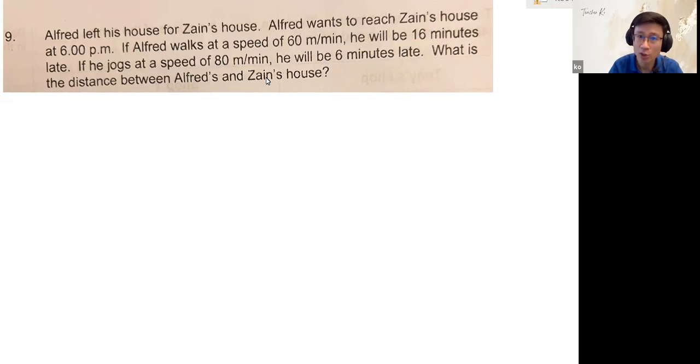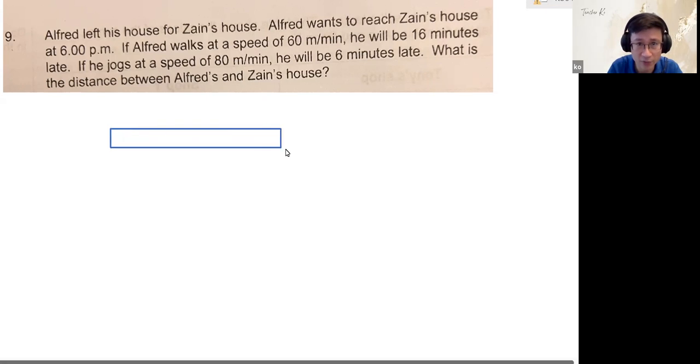So there are two cases here, right? One if he travels at 60 meters per minute and one if he travels at 80 meters per minute. So let's take a look at these two cases separately. Now I know that if you travel at 80 meters per minute, he'll be 6 minutes late. So I'm going to write down case one, which is when you travel at 80 meters per minute.